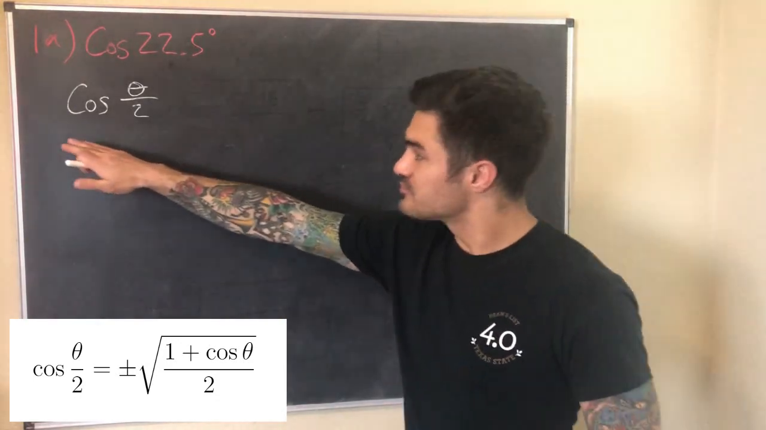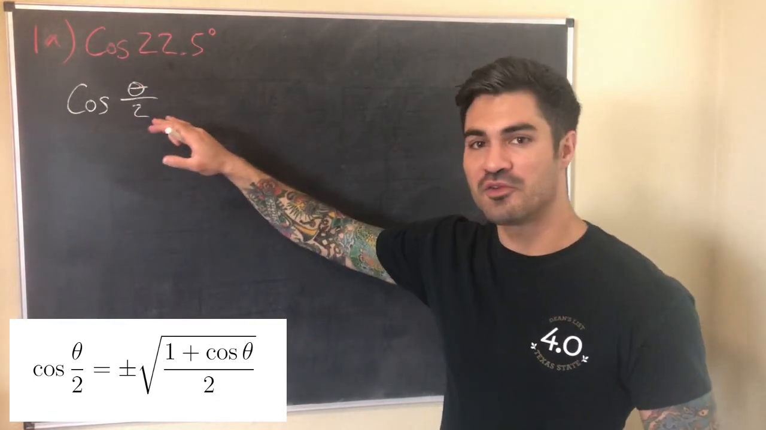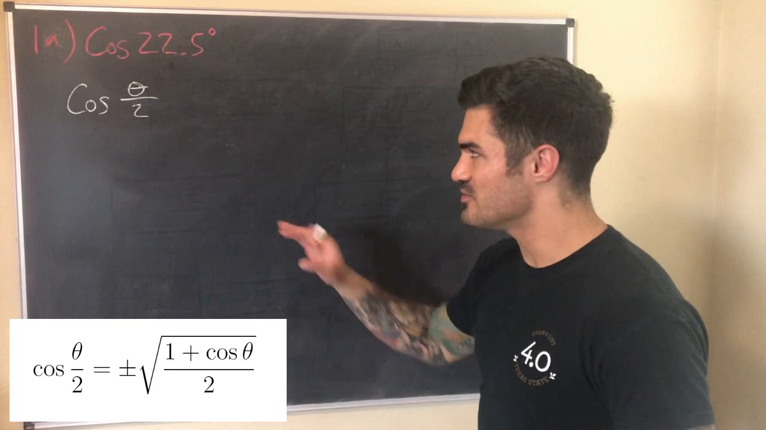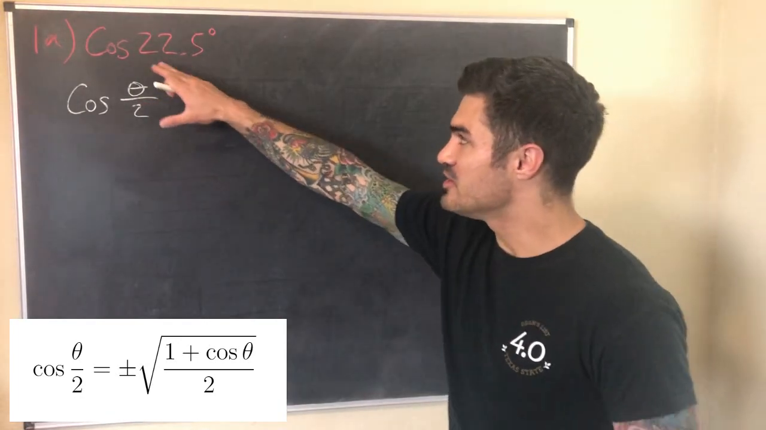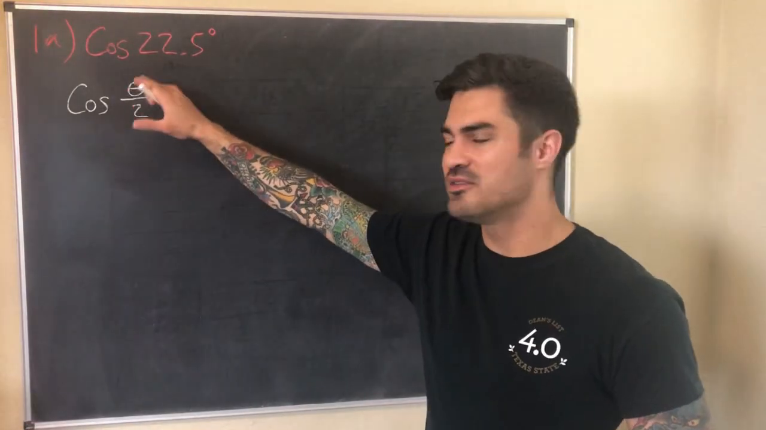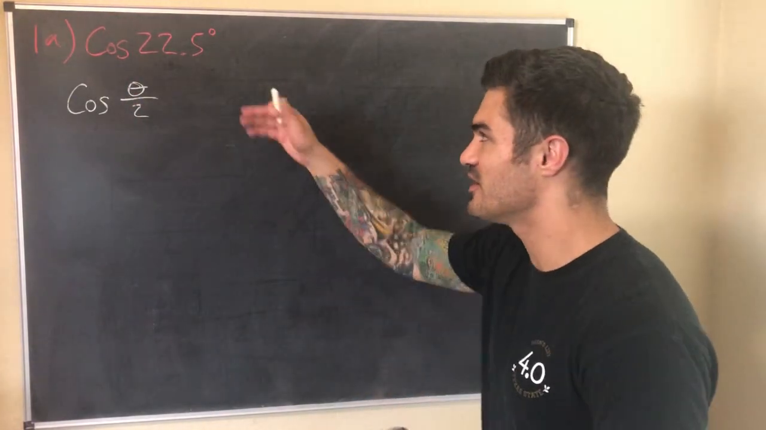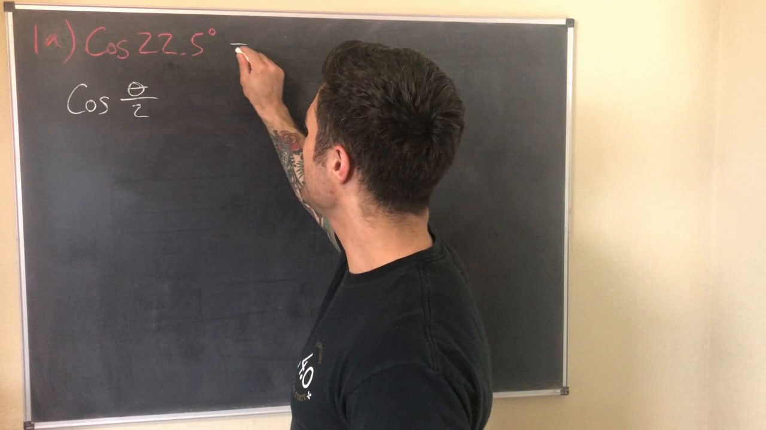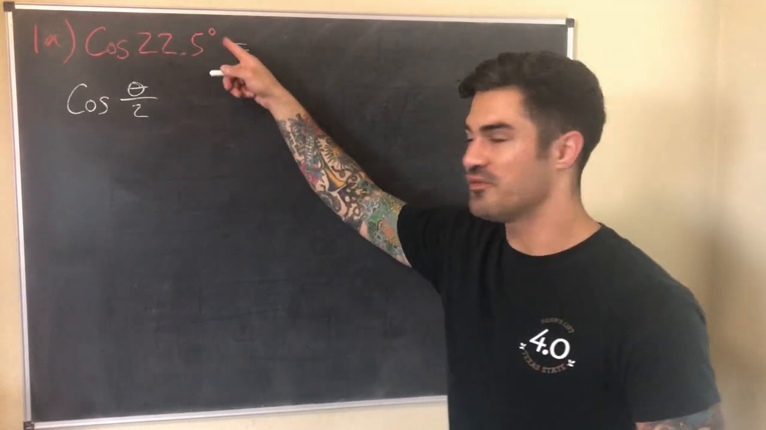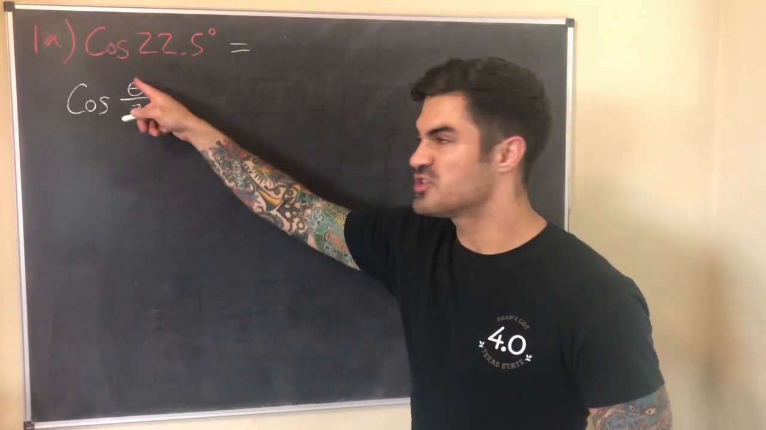But our formula says the cosine of theta over 2. So we have to be careful here, because I see some confusion happen around this. This 22.5 is not theta. This 22.5 is theta over 2. So the first thing I like to do when finding exact values like this is rewrite the cosine of 22.5 as the cosine of something over 2.